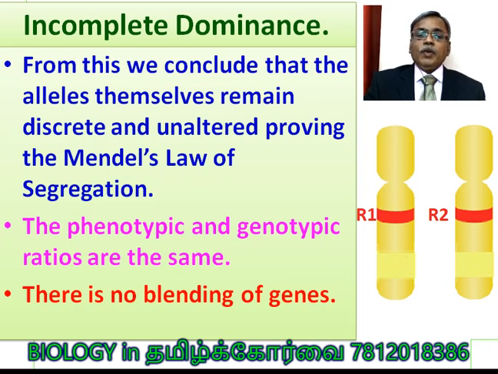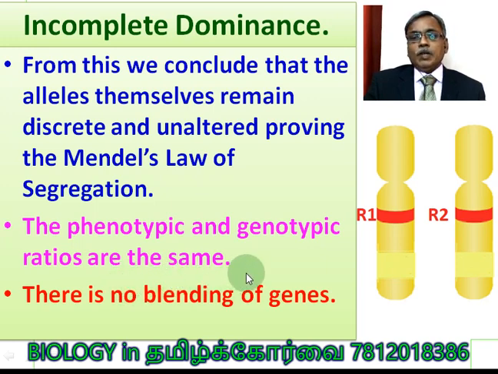and 50% of the flowers are found to be pink, because R1 and R2 stay together again in 50% of the plants. The phenotype and genotype ratio are the same. It means 1 is to 2 is to 1, and there is no blending of genes.